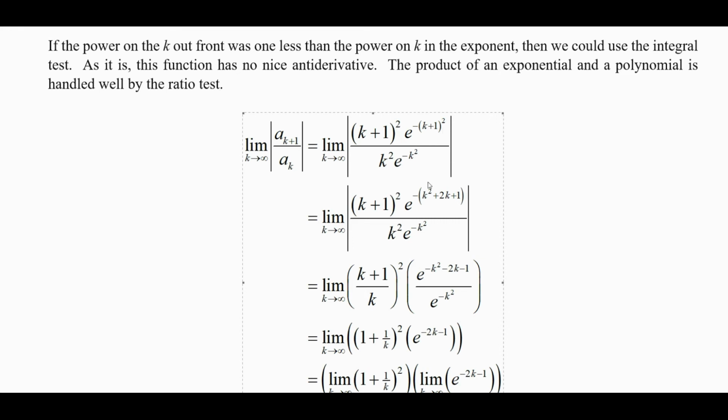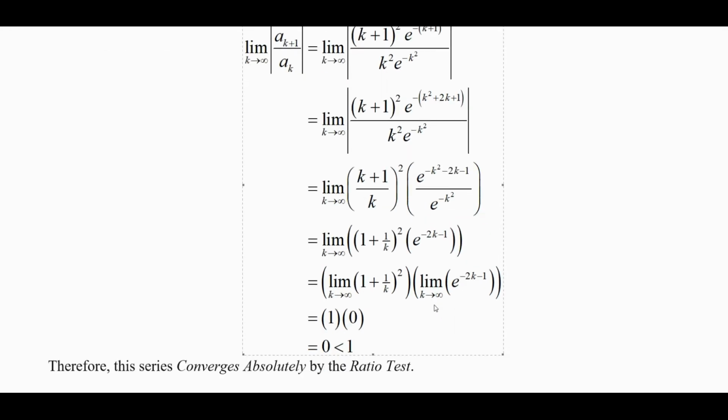k plus 1 squared is k squared plus 2k plus 1. Then you've got the opposite of that, which distributes as minus k squared minus 2k minus 1. Now I can subtract exponents here. The k squared parts go away. So I get e to the negative 2k plus 1. Well, if these two limits exist, then we get there.